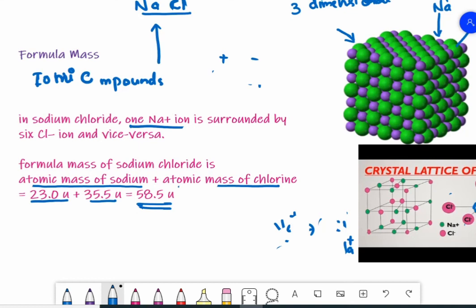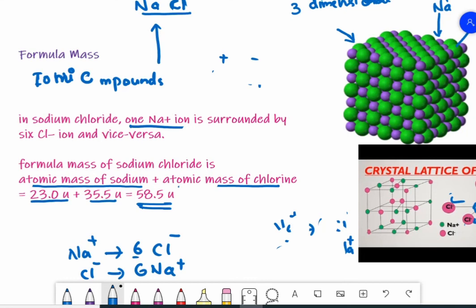When you look at the structure, you can see this is Na plus. Na plus is surrounded by 6 Cl minus. Similarly, Cl minus is surrounded by 6 Na plus. So this 6 is called the coordination number, the number of nearest neighbors.